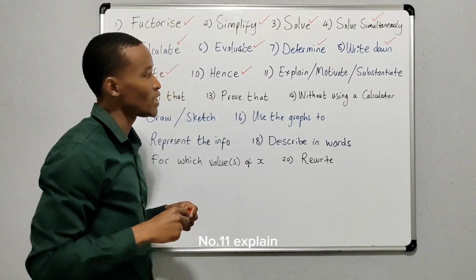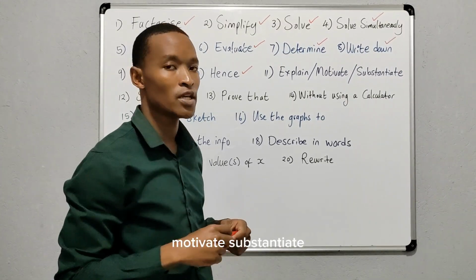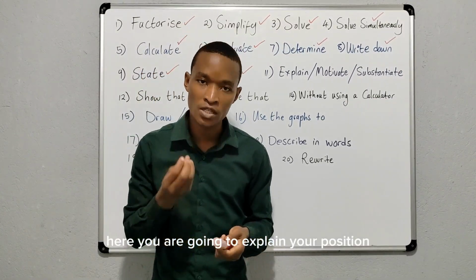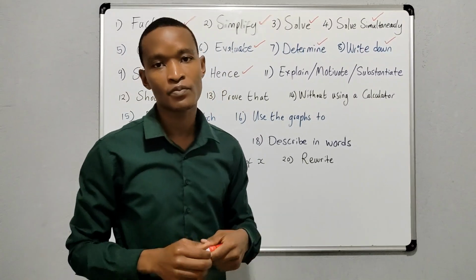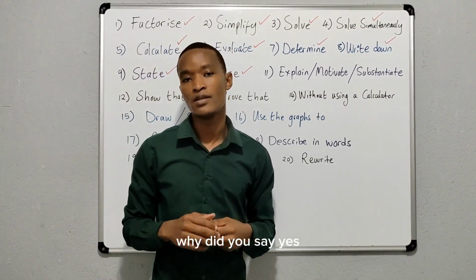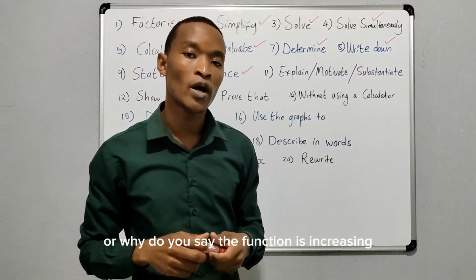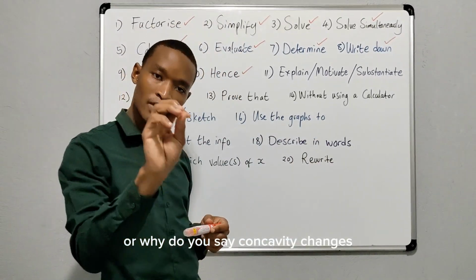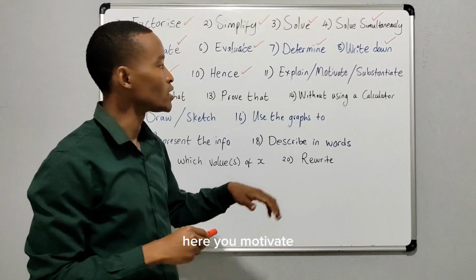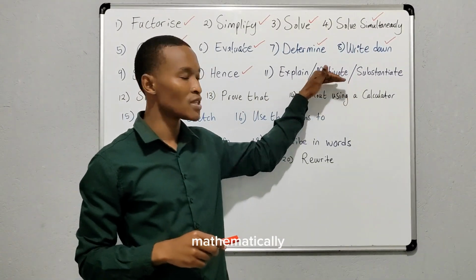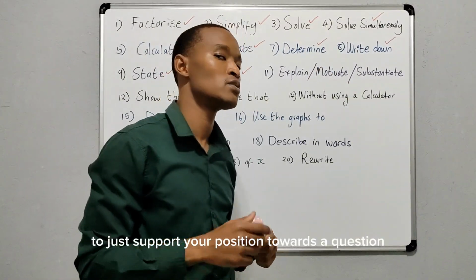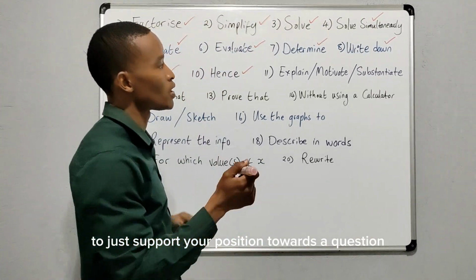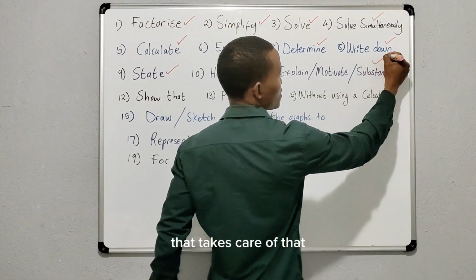Number 11, explain, motivate, substantiate. So here you're going to explain your position towards a question. Why did you say yes? Why did you say no? Or why do you say the function is increasing? Or why do you say concavity changes at this point? Or here you motivate, you substantiate mathematically to just support your position towards a question. That takes care of that guy.